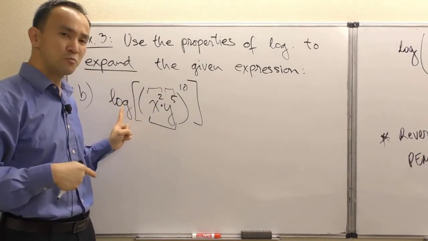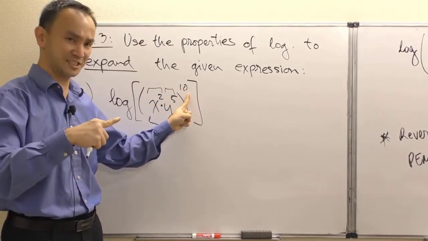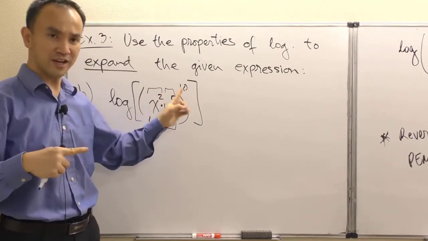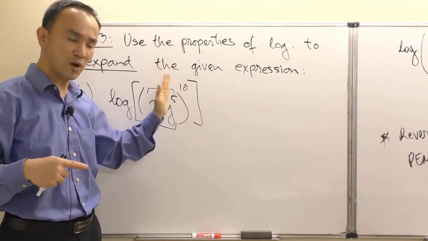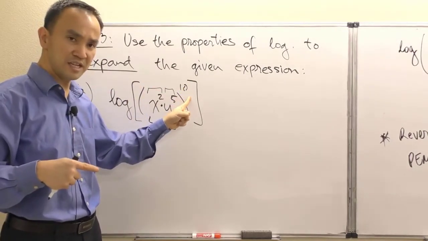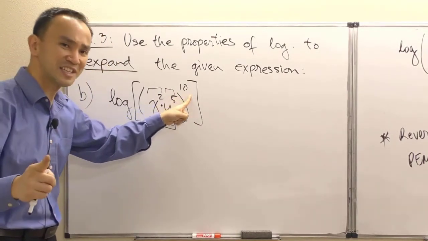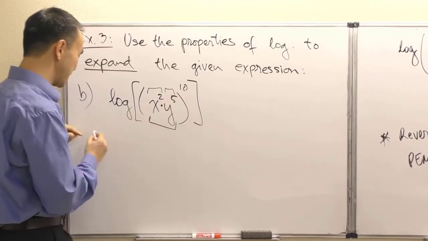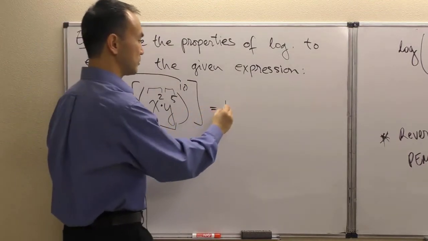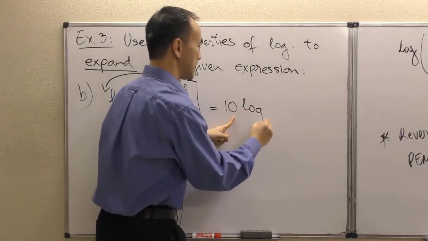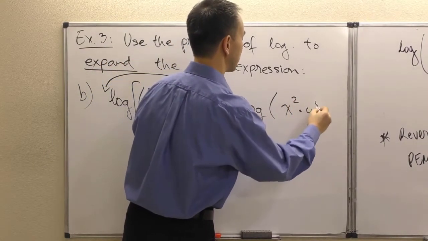reversing PEMDAS to break down this logarithm, then the 10 here has to be handled first, because the 10th here is an overall power. It was the third operation to be done if we were doing a calculation, the last one before the logarithm, the last one to be done for the inside of the log right here. So in that way, now I'm going to immediately apply rule number 6. Rule number 6 is going to bring it down to a coefficient, 10 times log base 10 of this product, x squared times y to the 5th.